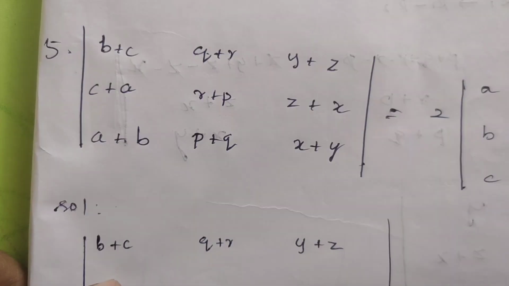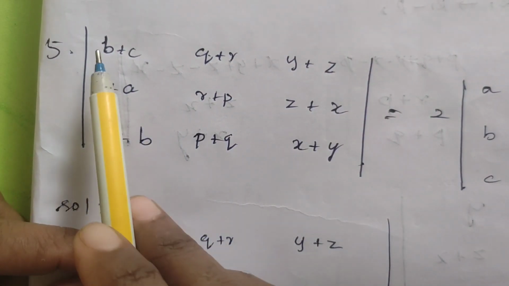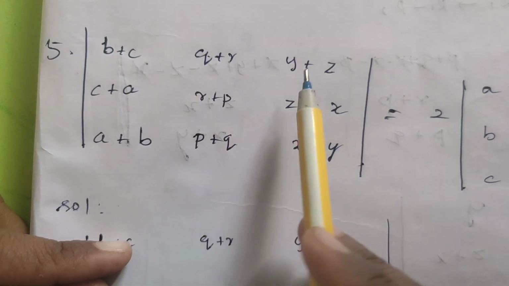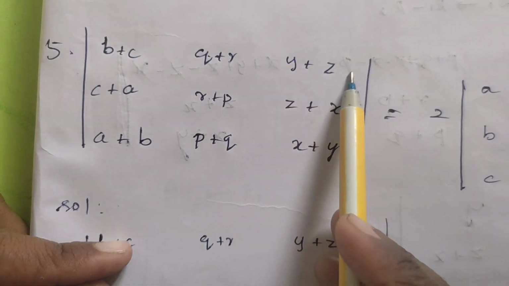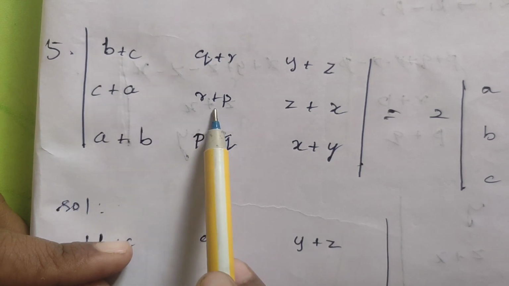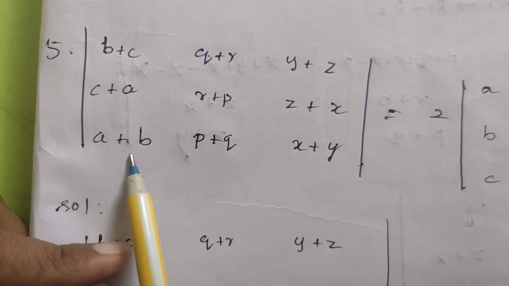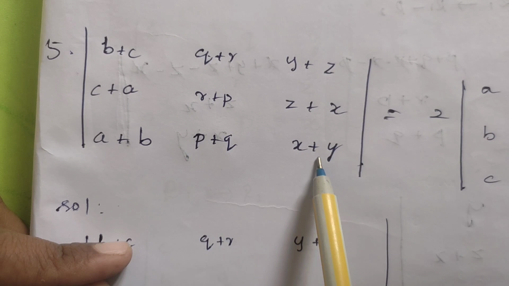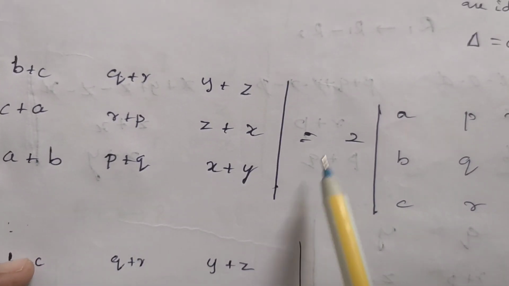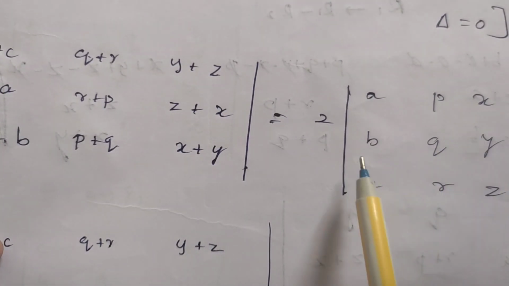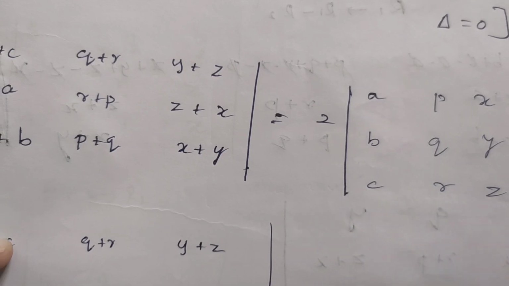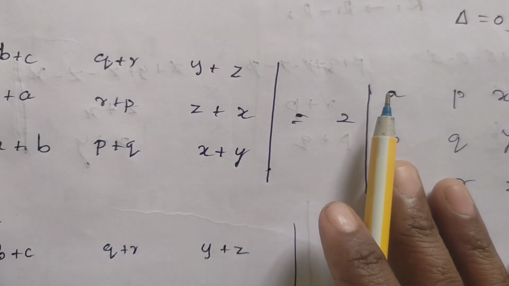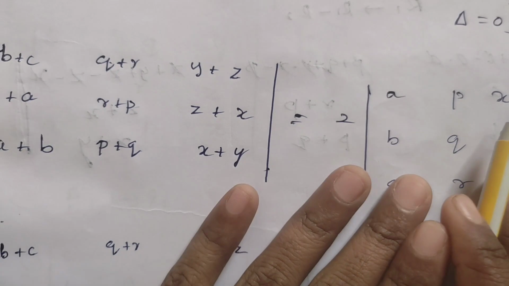The next problem: the determinant with rows b plus c, q plus r, y plus z; c plus a, r plus p, z plus x; a plus b, p plus q, x plus y equals 2 into the determinant with rows a, p, x; b, q, y; c, r, z. This is what we have to prove. Taking LHS, I'll prove the RHS.